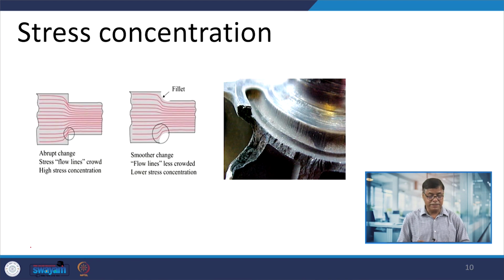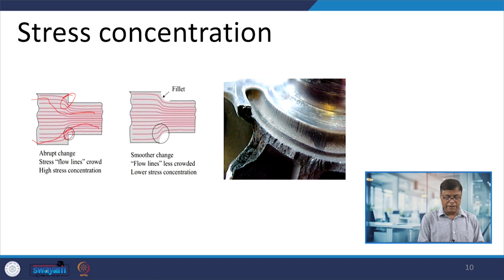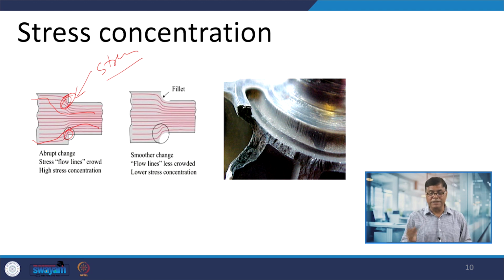Okay. What it considers is, say if there is a change in cross section or the fillet is too sharp, then the flow lines of the stresses will be segregating at the location where the change in cross section is taking place. This will lead to increased stresses. Increased stresses at these locations will increase the fracture tendency, especially if the material is of low ductility, low toughness and high hardness.